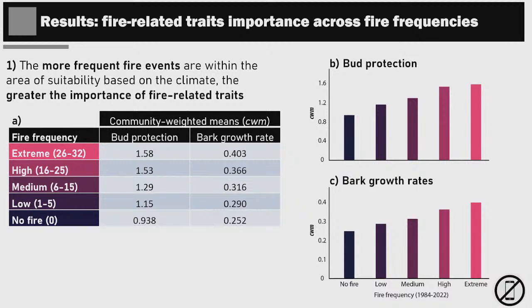First thing, we noticed that the more frequent fire events are within the possible area of suitability explained by the climate, the more important are the traits related to fire disturbance. So if you note here, areas with high to extreme fire disturbance, bud protection and bark growth rate are almost twice more important than areas with no or low fire events. So in other words, what the possible suitability explained by the climate is telling us can also be understood through the lenses of the protection against fire, which would be related to the positive feedback perspective.